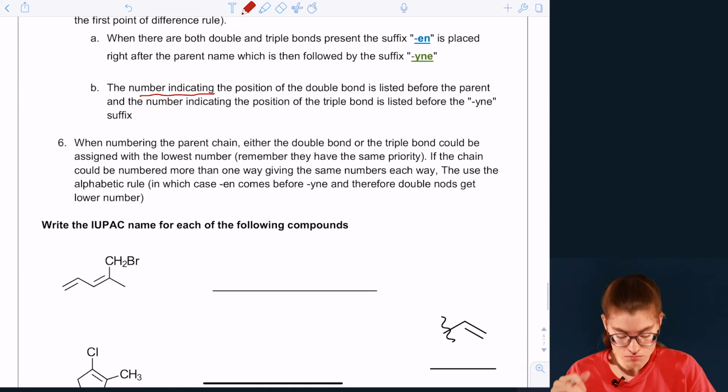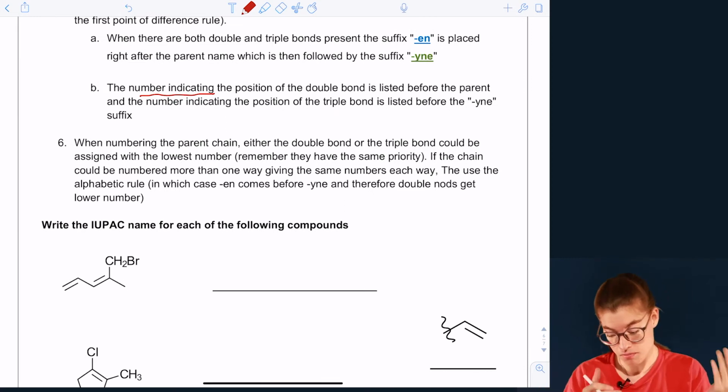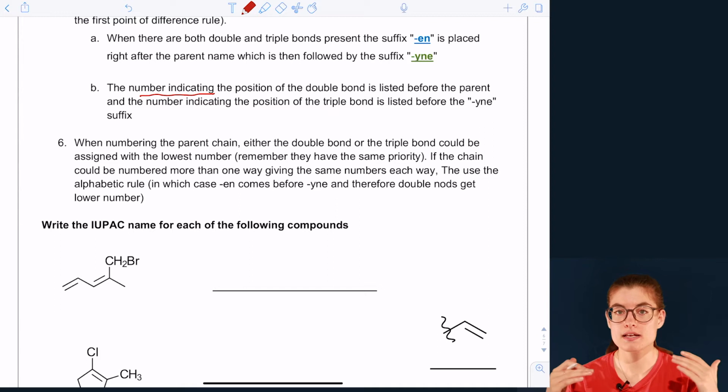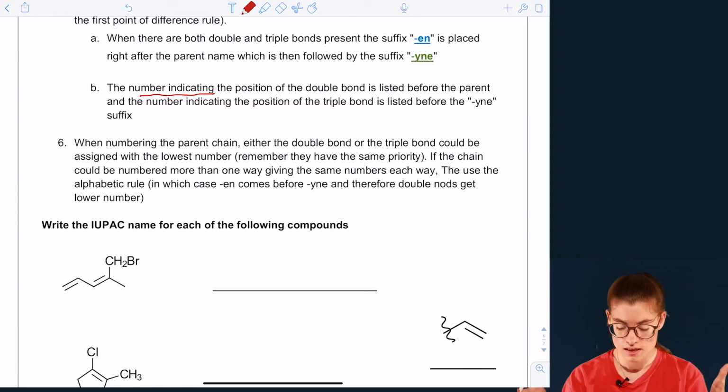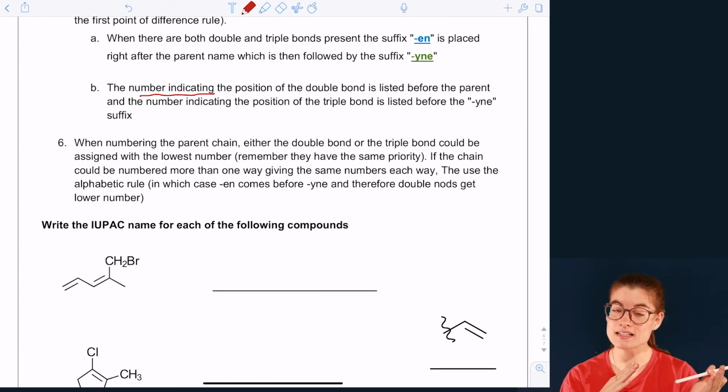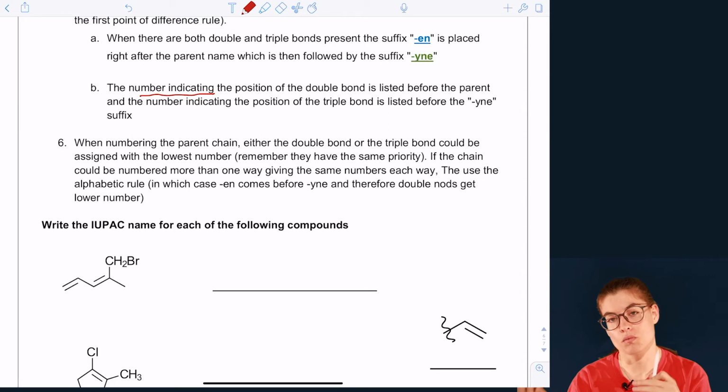All right, so when numbering the parent chain, either the double bond or the triple bond could be assigned the lowest number because remember, they have the same priority. If the chain can be numbered either way and they both end up with the same number, then it's kind of like we're using the alphabetical rule again, where we give the first letter in the alphabet the lower number. And ene with an E comes before yne with a Y.